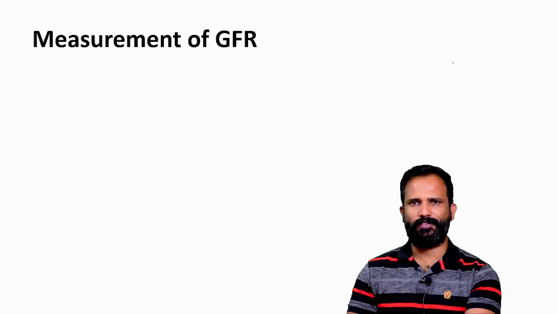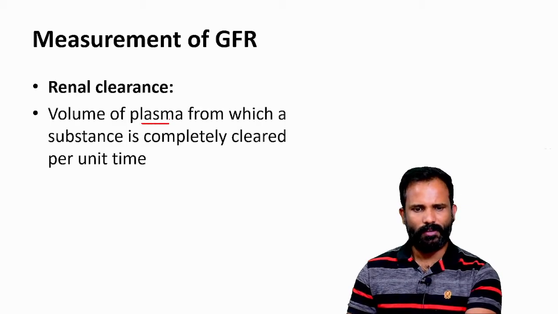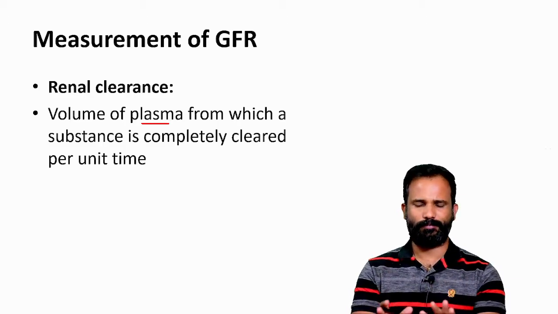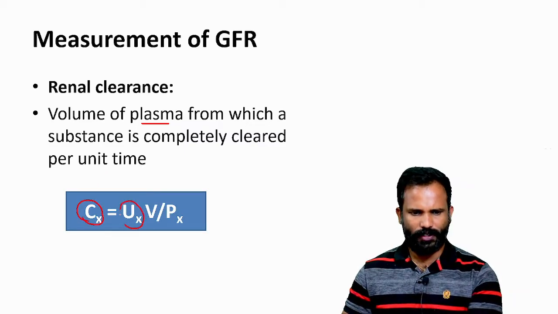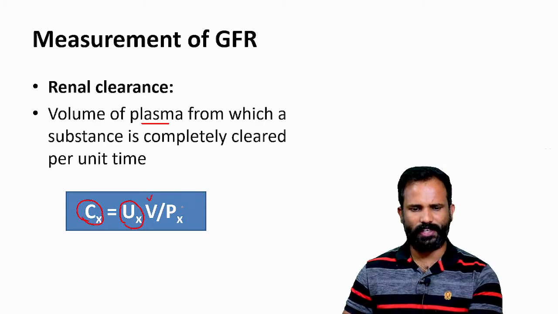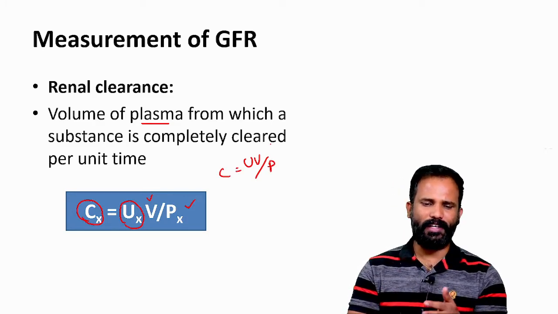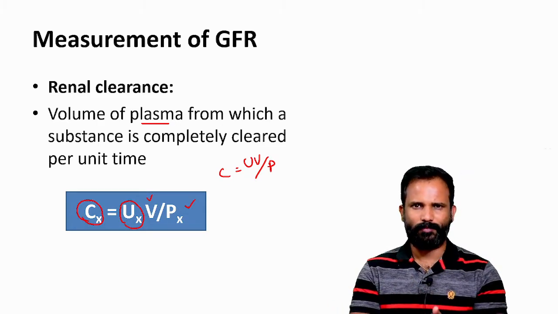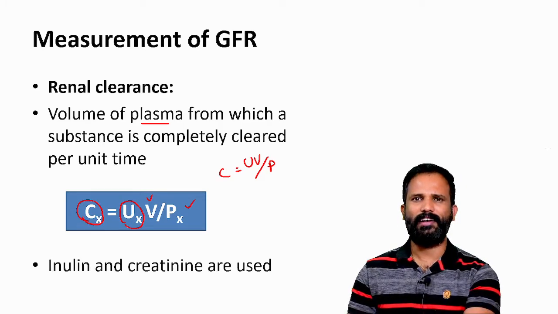Coming to the measurement of GFR. GFR is measured by the principle of clearance. And what is clearance? Volume of plasma from which a substance is cleared in unit time. So clearance of a substance is equal to urinary concentration of that substance times volume of urine collected, divided by plasma concentration of that substance. So UV by P is clearance. And if we take a substance which is only filtered, neither reabsorbed nor secreted, we can get the GFR. Such substances are inulin and creatinine.